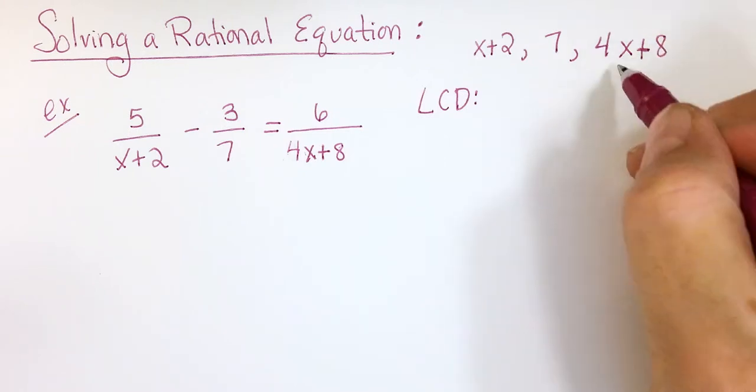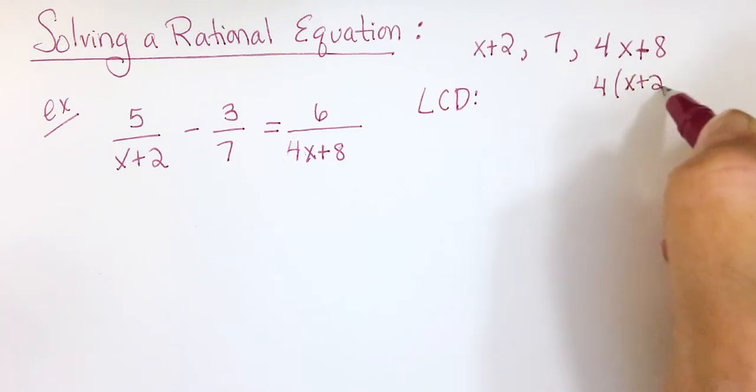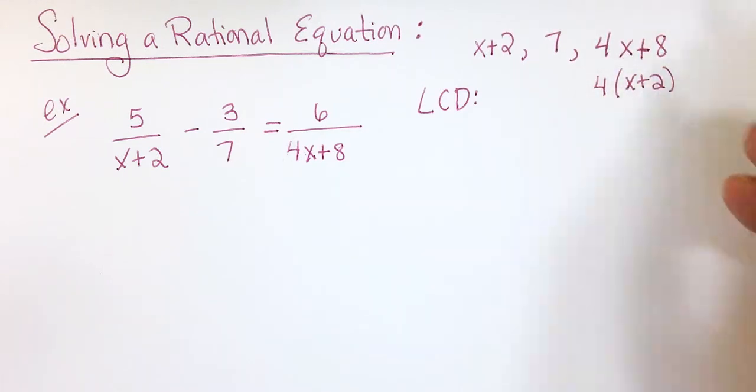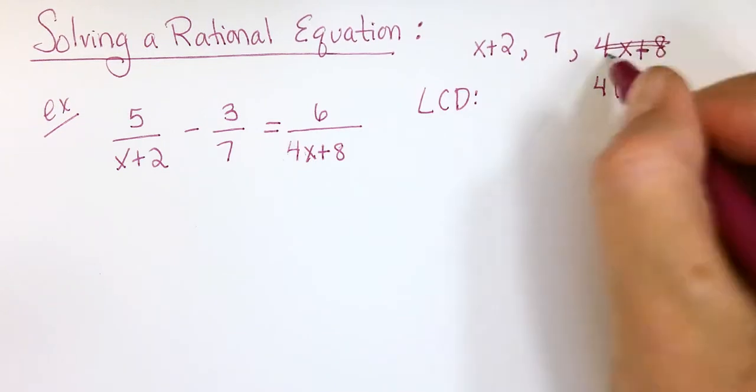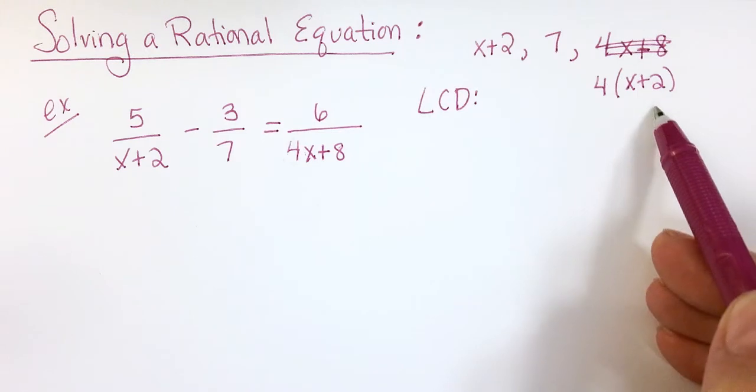And we want to go ahead and factor this expression. So this will factor into 4 times x plus 2. So our GCF is 4. If we divide each of these by 4, we get x plus 2. So what we really want to look at is this one and the factored form of this denominator.